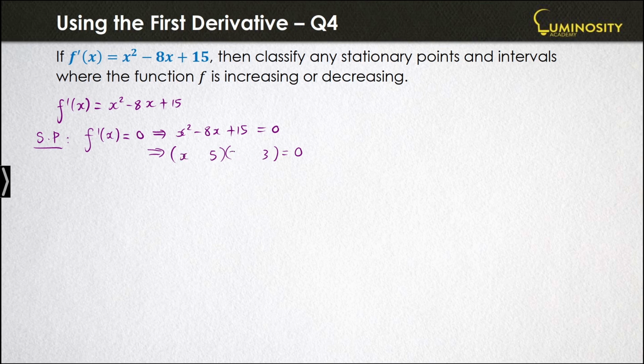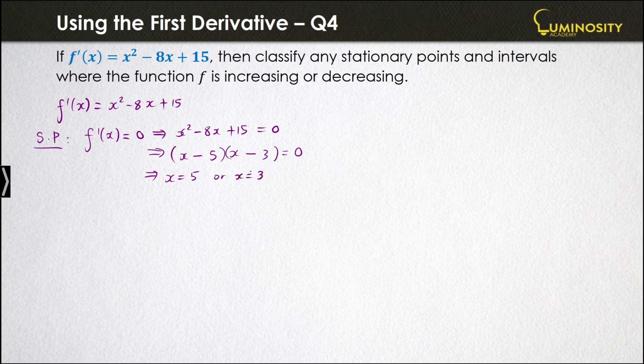Then we have x and x. But now to get a positive 15, we either need two plus signs or two minus signs. But because we want negative 8x, I would say two minus signs. So therefore I get x equals 5 or x equals 3.